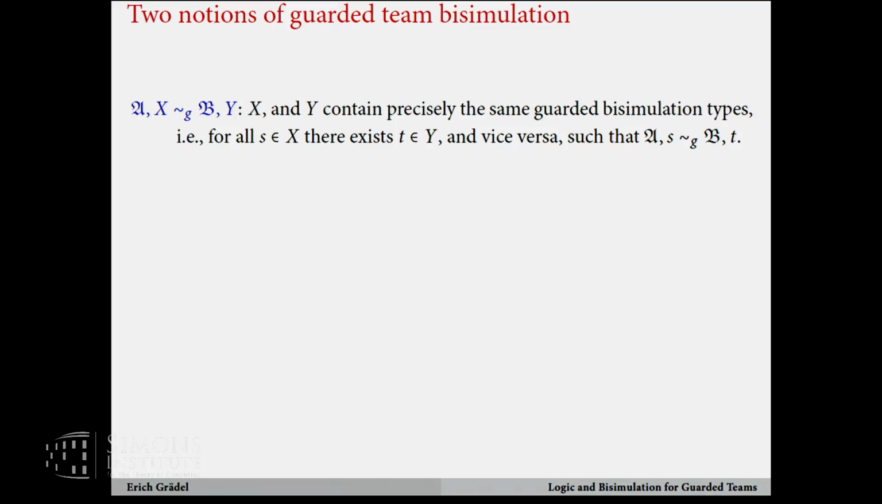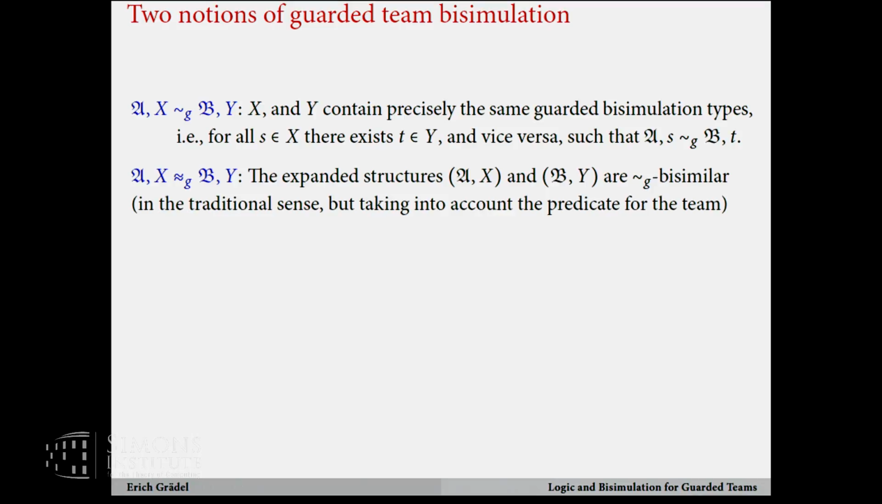There are actually two notions of bisimulation. We can say that two teams X, Y are bisimilar if they contain the same guarded bisimulation types. So when you have an assignment s in one team, then you must have a bisimilar assignment in the other team, and vice versa. But there is another possibility. You can say, we now look at this team as an additional relation and expand the structure accordingly, and look whether these expanded structures are bisimilar. And this is, of course, stronger. It's a more restrictive notion.